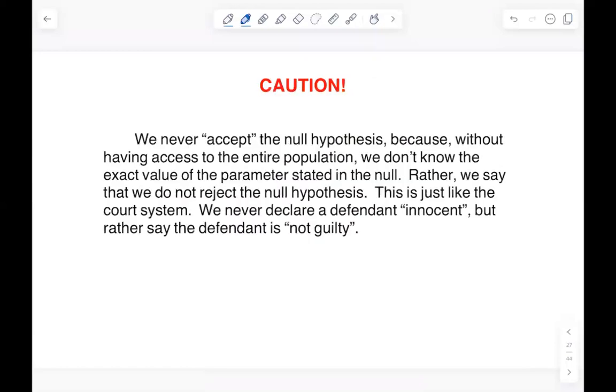All right. So this is important. We never accept the null hypothesis. We don't have access to the entire population, so you cannot accept the null hypothesis. You reject or fail to reject. It's kind of like we don't ever just say that a defendant is innocent. You would just say not guilty. So you can either say we do not reject or we fail to reject. So we reject or fail to reject.